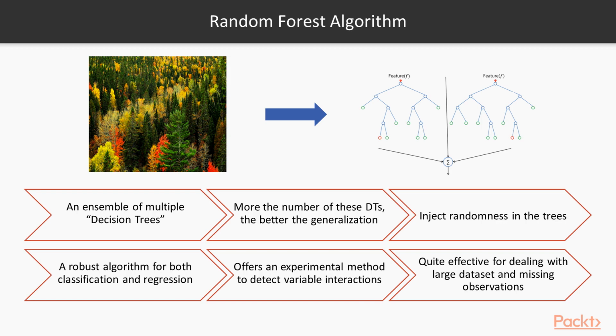Some of the salient features are also highlighted in this part. As we use a larger number of trees, we are able to produce better generalization of the results. It creates randomness inside these trees, and definitely it's a very robust algorithm when it comes to classification or regression problems. It is also quite effective in capturing the variable or feature interactions while building the model. It sometimes produces great results even when you are dealing with large datasets. Similar to what we saw for decision tree, they're also capable of dealing with missing observations. And sometimes random forests are used to impute missing observations.